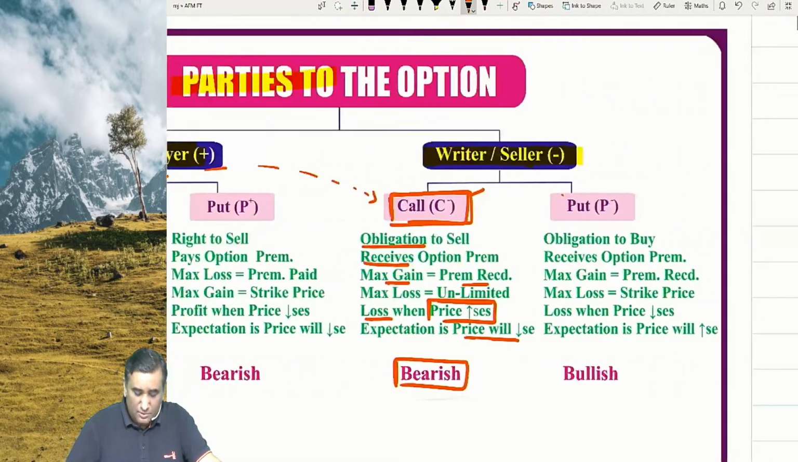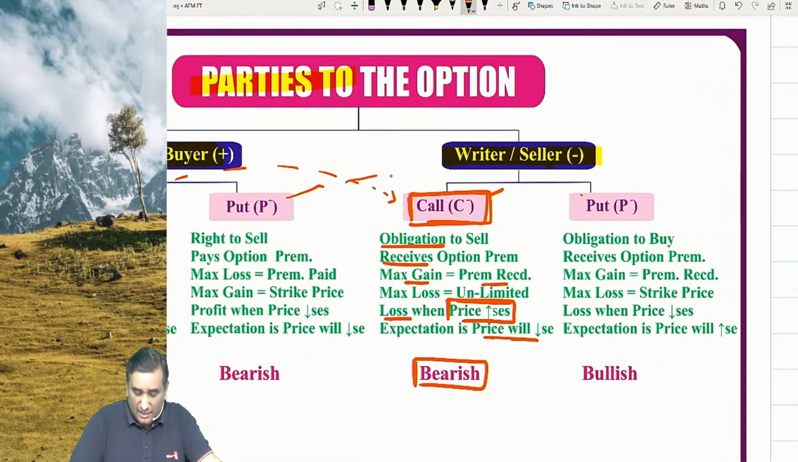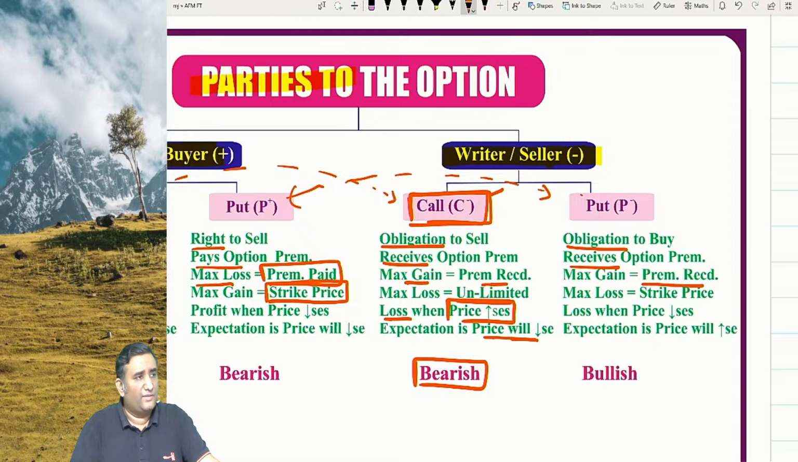Now when I am reading a put option, put has to be written with the writer case again. Put is a right to sell, obligation to buy, pays premium, receives premium, maximum loss premium paid, maximum gain premium received. Maximum gain I have written here strike price. Reason being, although it will never happen, the price will become 0. For example, put will give me profit when the price falls. If Idea is 14, the maximum it can fall is 0. That means I can have 14 rupees of a profit. So I have written it as strike price.